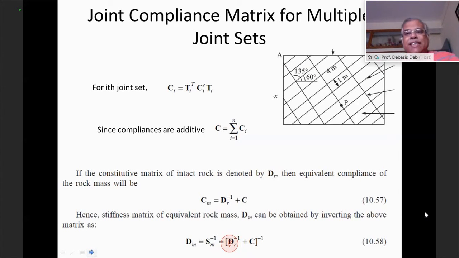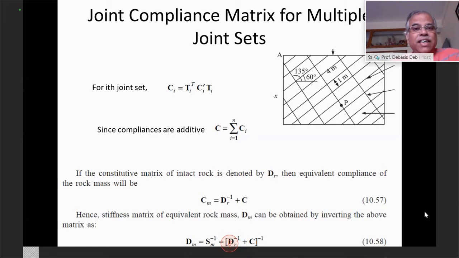Now let's say we have multiple joint sets. One joint is oriented like this, another joint is oriented like this. Now we have multiple joint sets having different spacing, definitely with different angles. I'll give you this problem, and I will ask you to solve this problem.